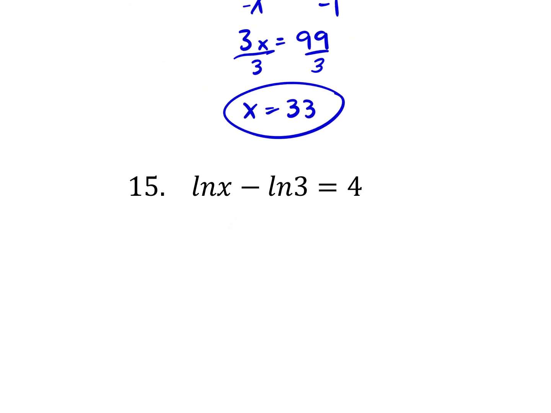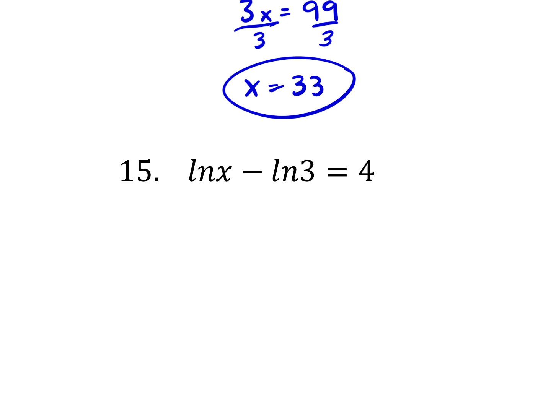Let's do 15. What should I do for 15? So if you can get it to be an ln equals an ln, try to do that. But here we can't, because if I were to add the ln of 3 to the right side, it wouldn't be all by itself because we have that 4.